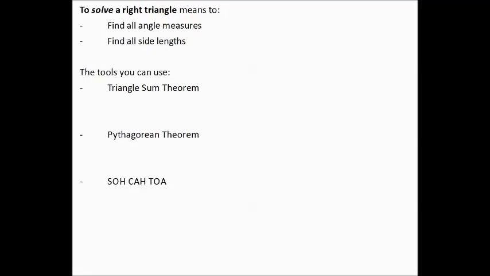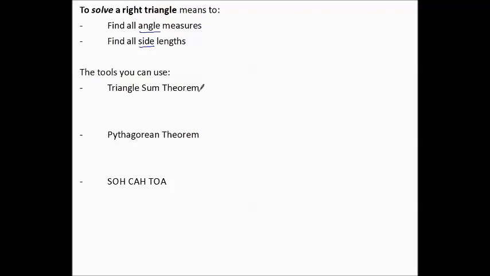What does it mean to solve a right triangle? It means to find everything, basically. That is, every measurement that's missing. Find all the angle measures, find all the side lengths. We have all the skills. Now we just have to determine when we use them.